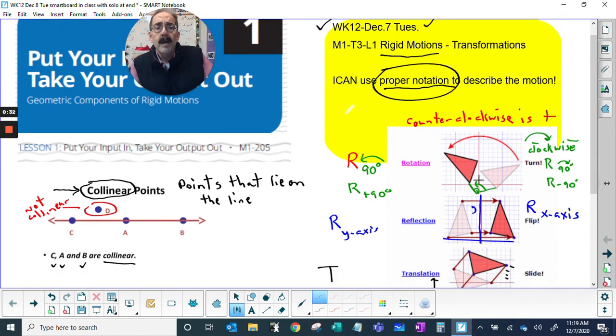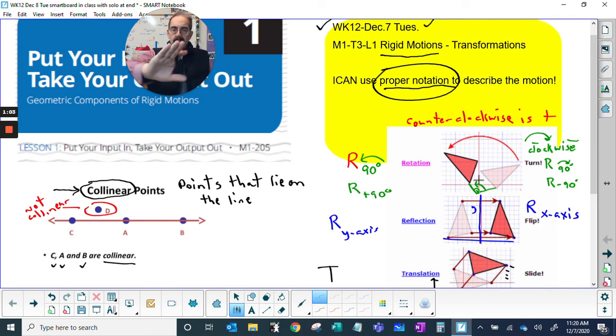All right. The very first vocab word we're going to run into is this idea of collinear. Collinear points. Points that actually lie on the same line. Cool. So in this case, C, A, B, they're on the same line. D is not. So we say C, A, B are collinear. I'm going to give you a couple of problems where you actually graph the 3 points. Are they on the same line or are they not? That's all.